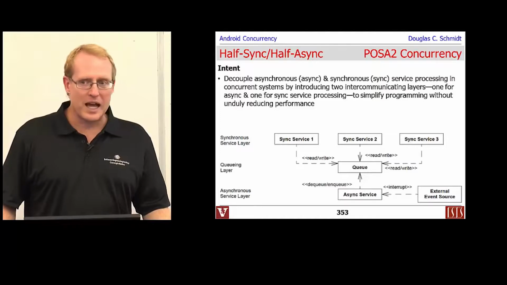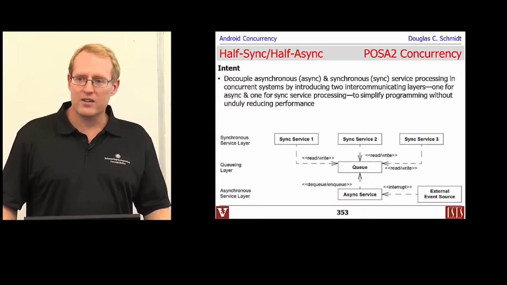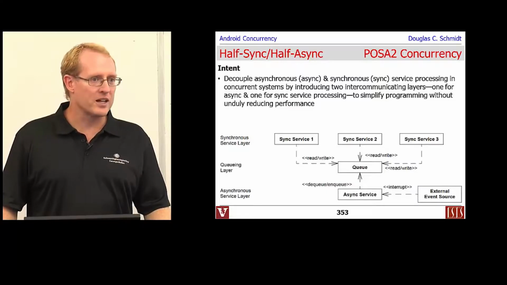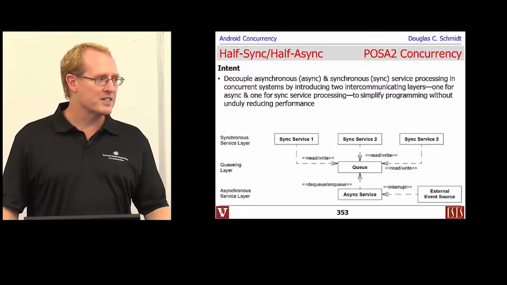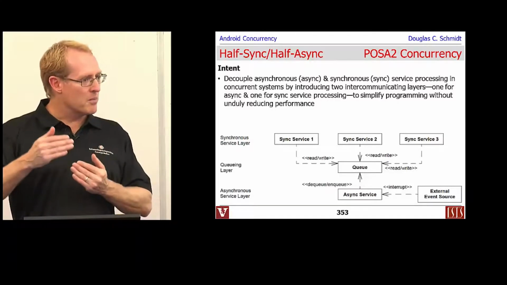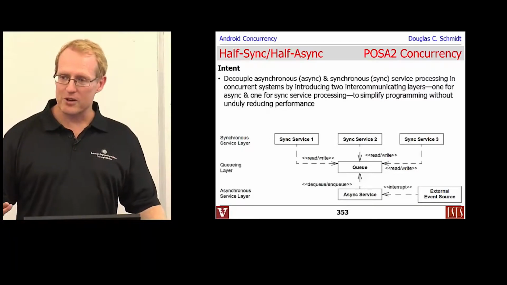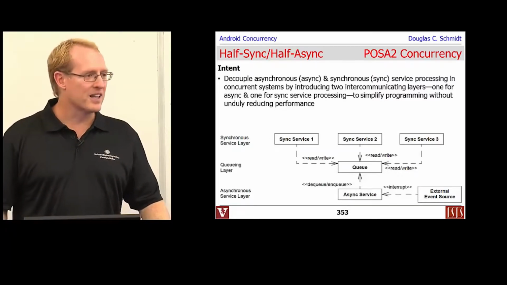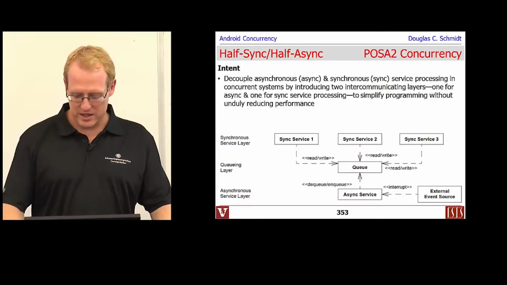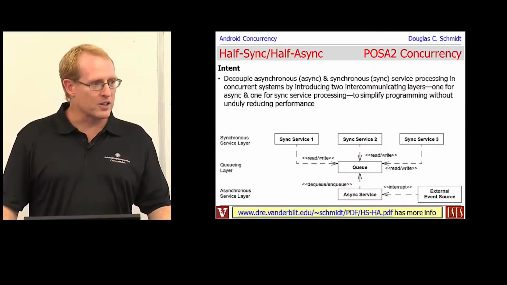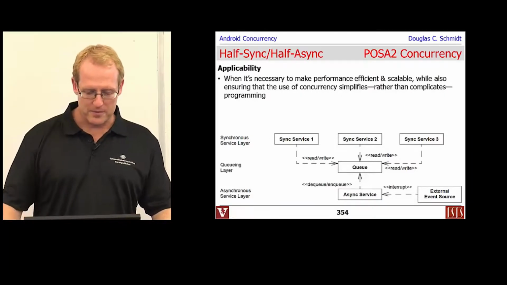That allows us to simplify the programming without throwing performance out the window, because we're not going to try to spawn a thread for every piece of work. We're going to spawn a pool of threads and then use a queue to mediate access to that pool of threads. So that's how the pattern works. We'll talk shortly about lots of different known uses of this pattern as it's applied to lots of things, including Android. If you take a look here, this is in the POSA2 book. It's also in this paper that you can get at my website.